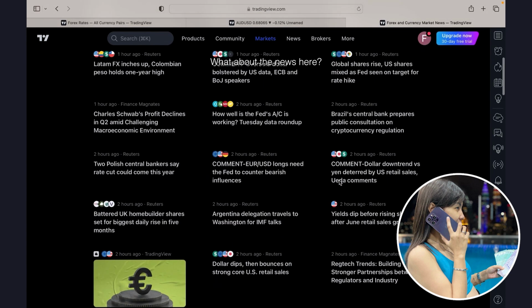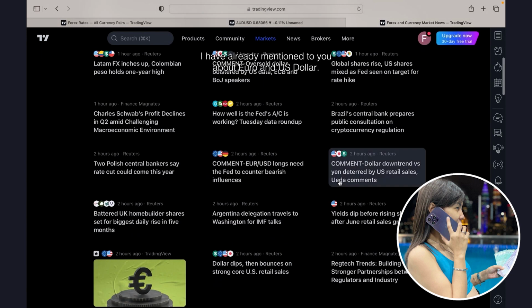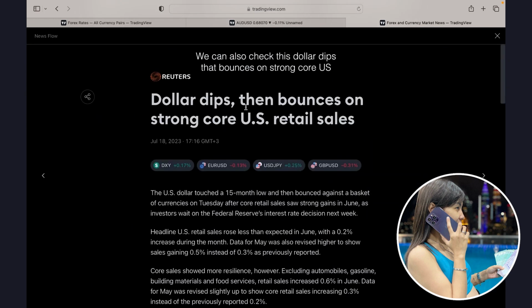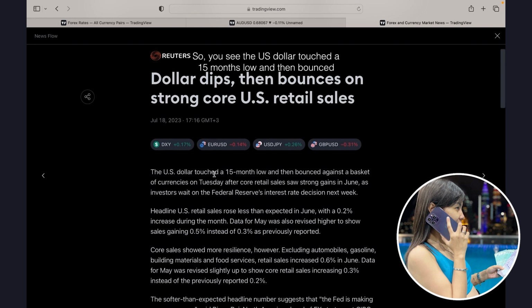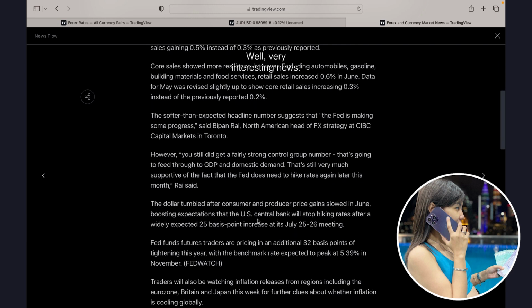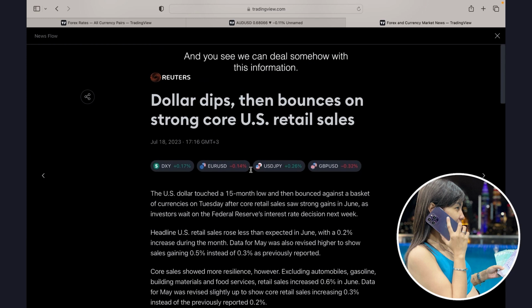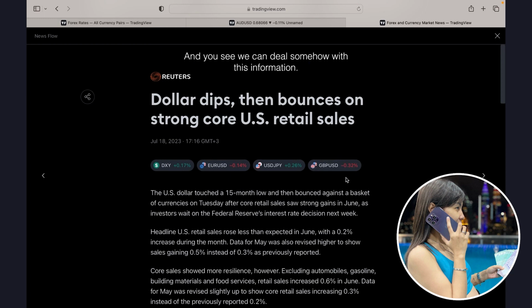So what about the news here? I have already mentioned to you about euro and US dollar, and we can also check these dollar dips that bounce on strong core US retail sales. So we see that the US dollar touched the 15-month low and then bounced against the basket of currencies on Tuesday after core retail sales saw strong gains in June. Well, very interesting news, and as you see, we can deal somehow with this information.